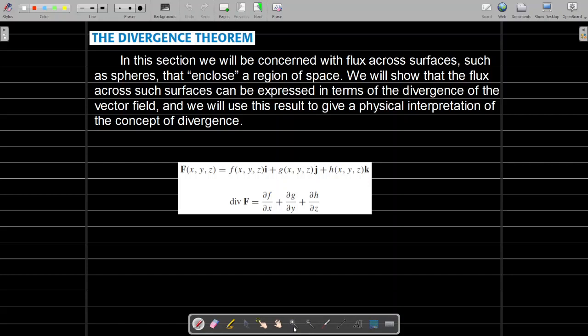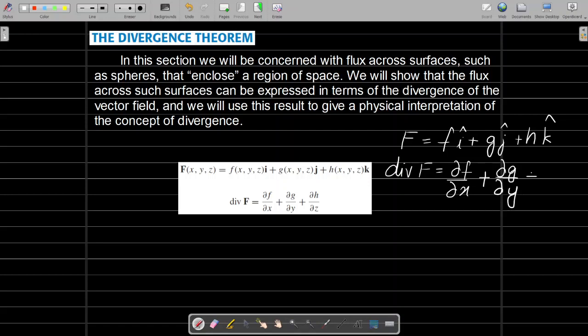Here we will show that flux across such surfaces can be expressed in terms of the divergence of the vector field. So first of all, what is divergence? If you have a vector field like this, F is equal to Fi plus Gj plus Hk, then the divergence of F is defined as dou F by dou x, that is dou by dou x of the first component, plus dou G by dou y, that is dou by dou y of the second component, plus dou H by dou z, that is the derivative with respect to z of the third component.